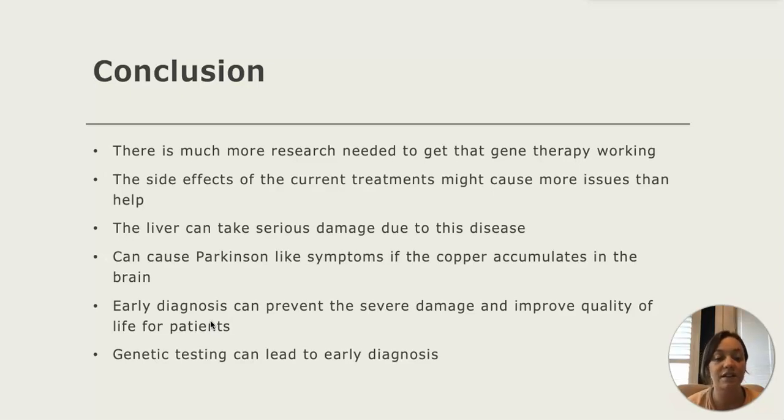The liver can take serious damage due to Wilson's disease, and it can cause Parkinson's-like symptoms if the copper accumulates in the brain. Early diagnosis can prevent this severe damage and improve the quality of life for patients, and that early diagnosis can look like genetic testing to help determine the chance of having one of those copies in the body.